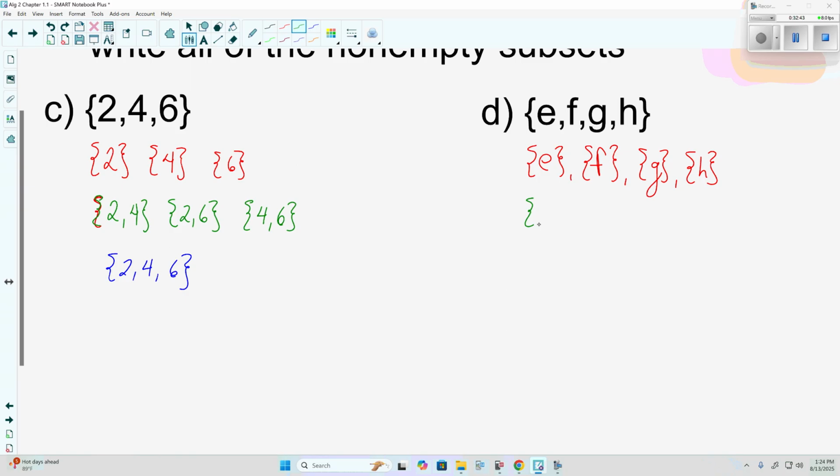Let's look at our 2s. We could have what? E, F. Then we could have E, G. Then we could have E, H. Well, that takes care of E, yes? Which one can we start with next? F, G. F, H. Okay, that takes care of F.